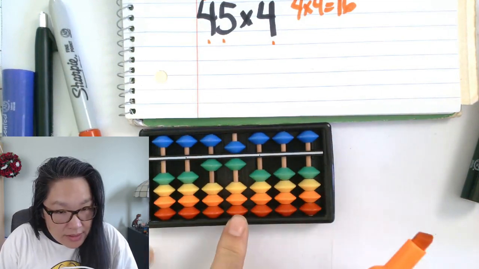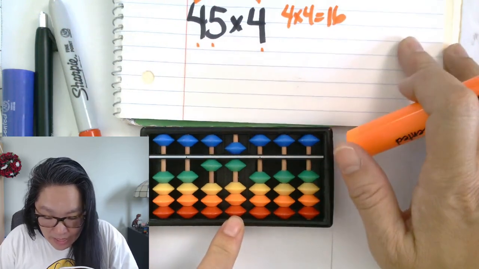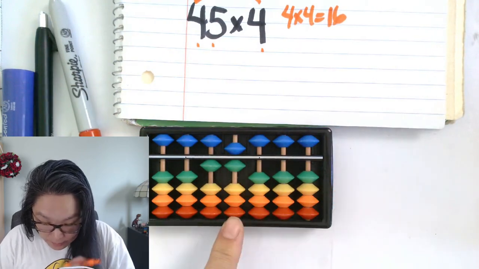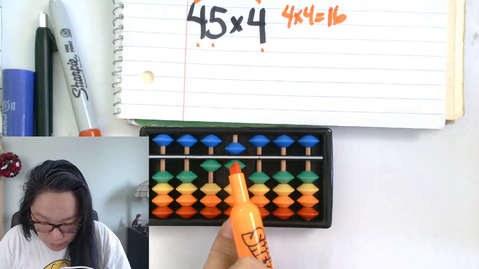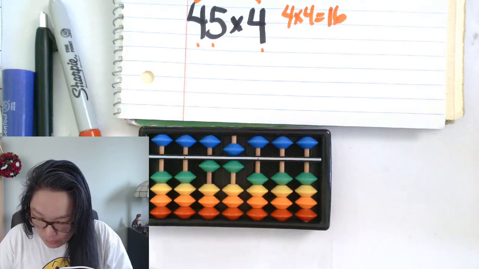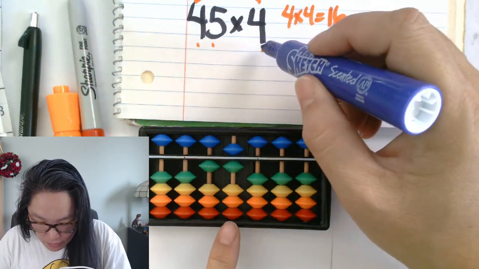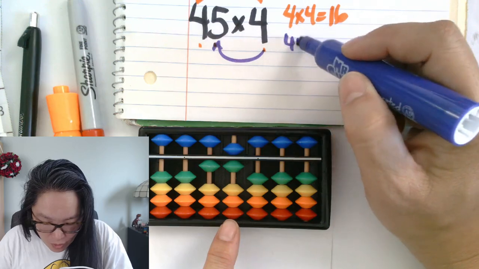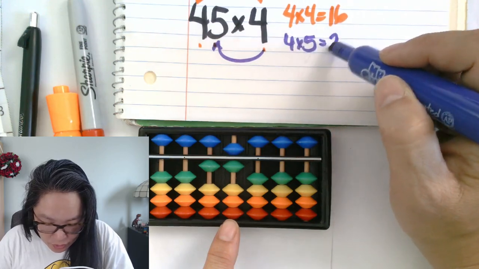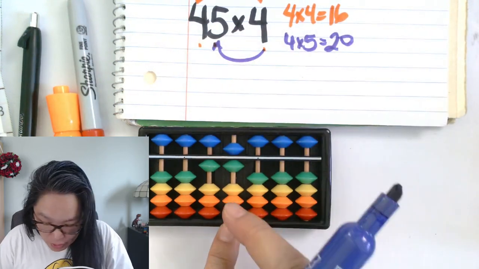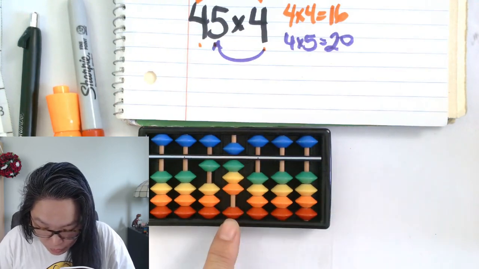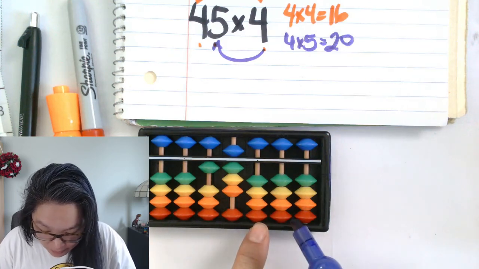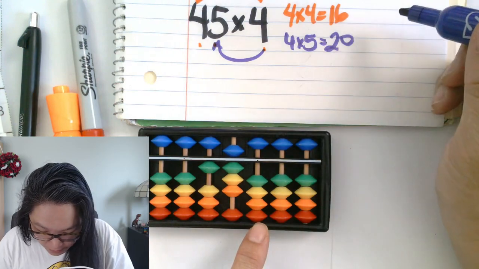Do you see how that's 16? So when we're adding, we're just adding in our numbers. 1, 6. We look at each column and we focus. Now what are we going to do? Well, let's do the other one. 4 times 5. 4 times 5 is equal to 20. So I add 2, and then I add 0. I don't have to do anything. So my final answer is 180.